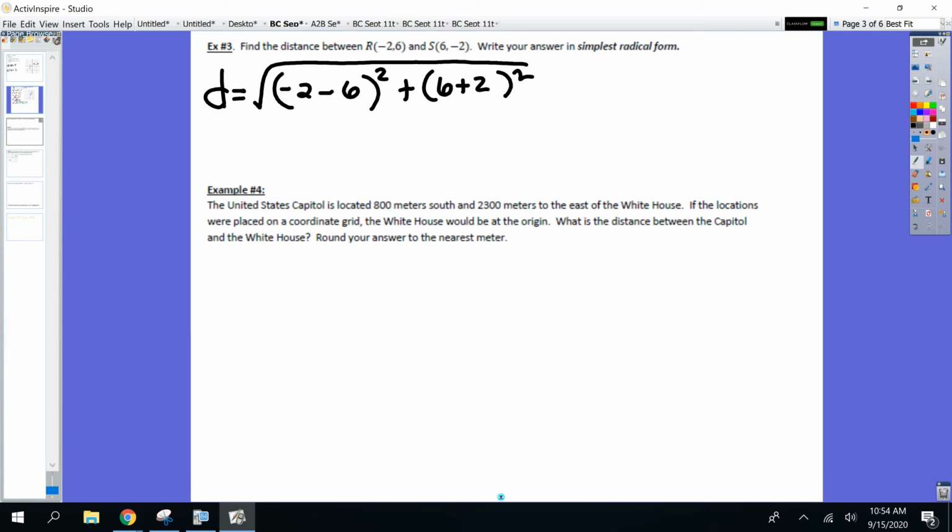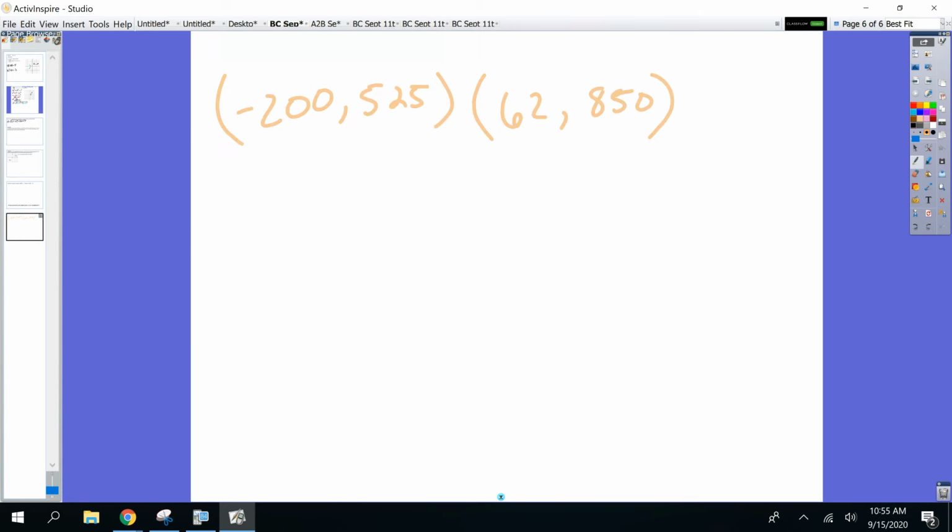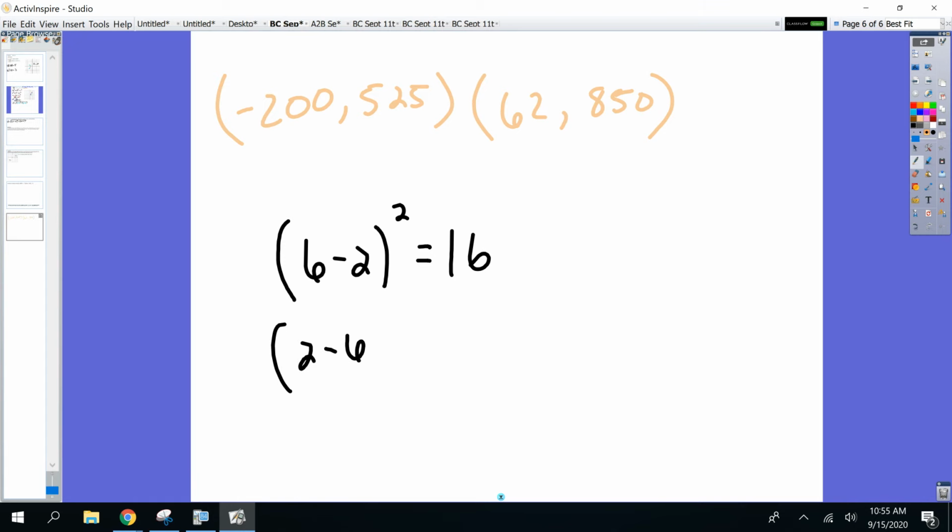All right? Everybody good? And going back to Adam's comment, the order does not matter. Here's why. If I do 6 minus 2 all squared, what are you going to end up with? 4 squared, 16, right? What if you did 2 minus 6 squared? Also 16. Order doesn't matter when you do the x's and y's, okay? So don't worry about that part at least.